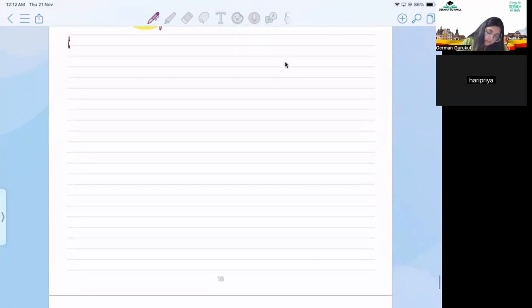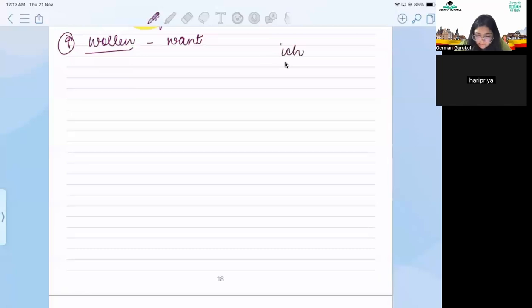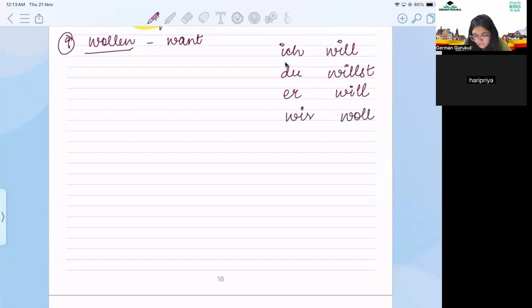Now let's move to the next one. Wollen. Wollen means want. The conjugation of wollen is like this. Ich will. Du willst. Sie will. Wir wollen. Ihr wollt. And sie will be wollen.